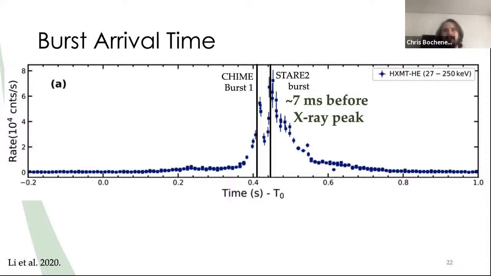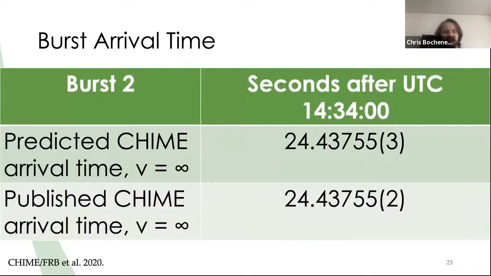This is not a typical SGR burst because it was much harder. I think the flux peaked at around 80 keV, whereas a typical SGR burst from this magnetar would peak at like 30 to 40 keV. So it is indeed much harder than a typical X-ray burst. So again, we're not the only experiment to see this bright radio burst. CHIME did as well, and they saw two bursts instead of one. And their second burst is entirely consistent with the burst that STAR 2 detected.